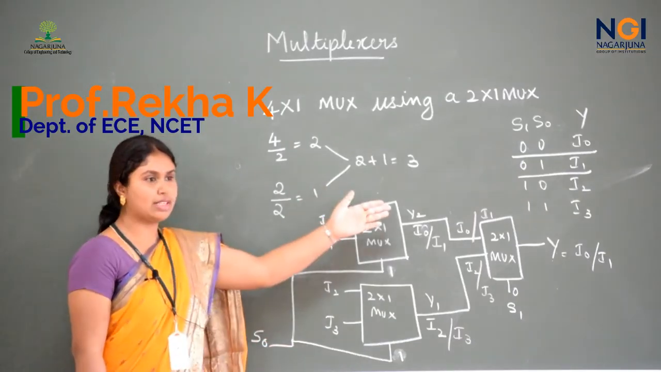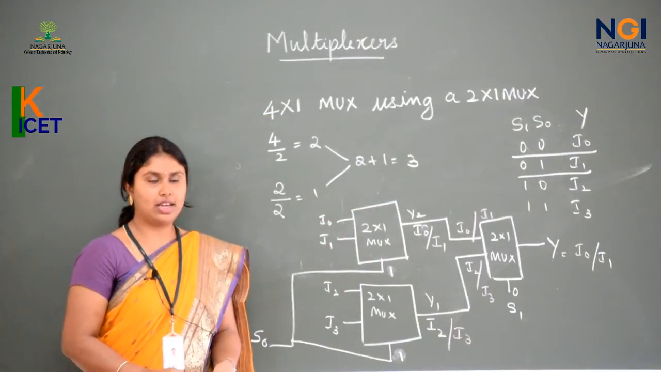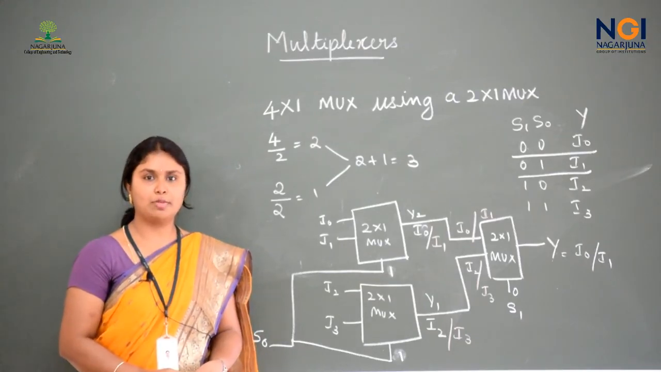We also saw how it satisfies the truth table. Similarly, we can implement a higher order multiplexer using many lower order multiplexers.